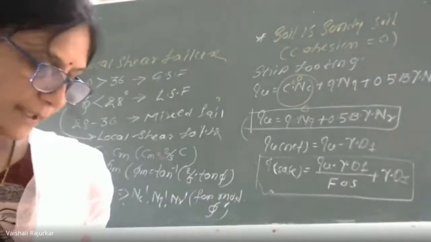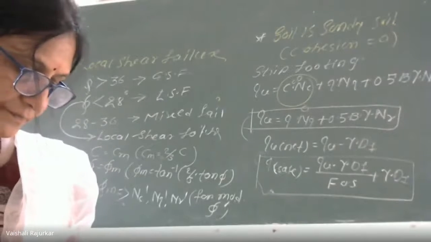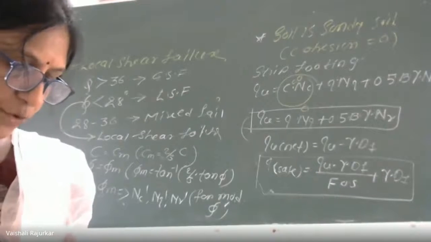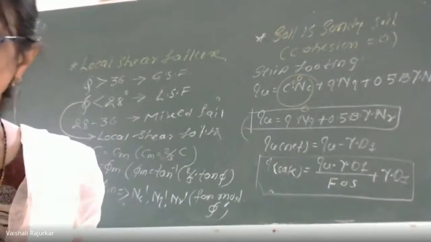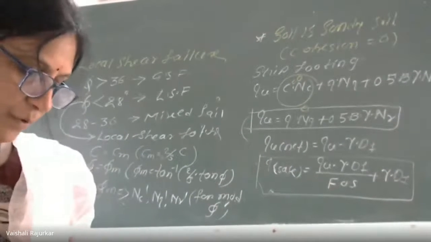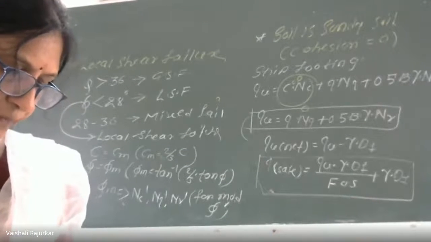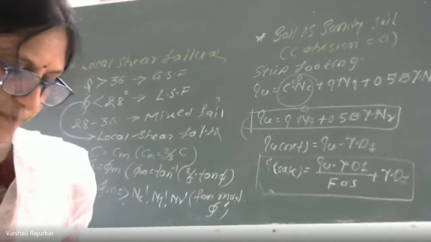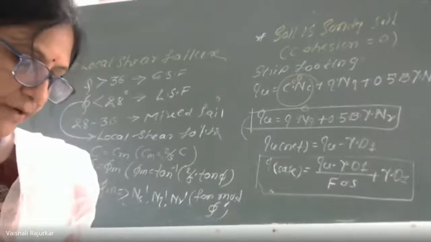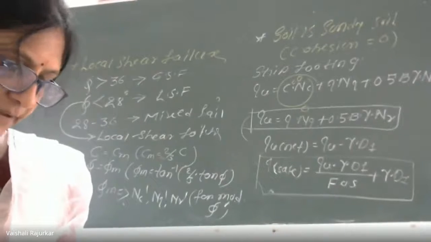The soil properties are: C is equal to 20 kilonewton per meter square, Phi is 22, Gamma is 18 kilonewton per meter cube. Local shear failure is expected to occur at the site.